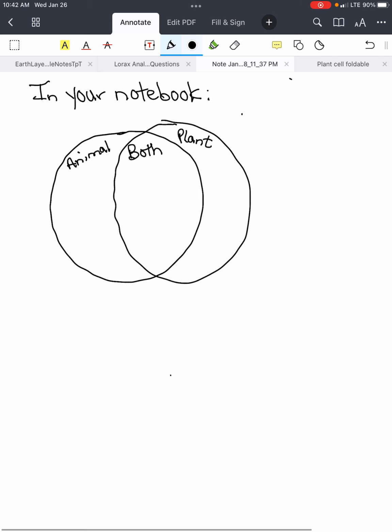So what I want you to do is go back to your two foldables. Look at your two foldables, the animal cell and the plant cell. And I want you to do some comparison just from those two drawings. Don't go looking on the web because I only want you to deal with the organelles and cell structures that we've covered in class.